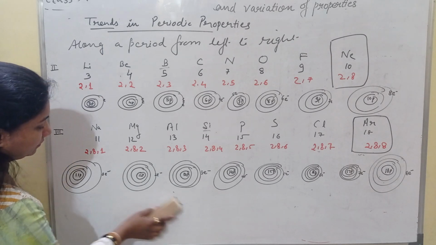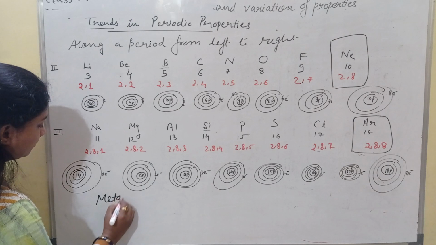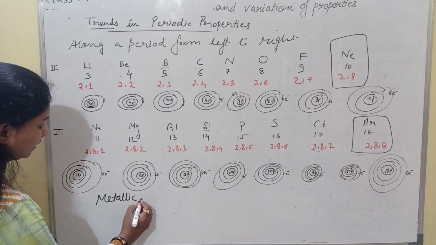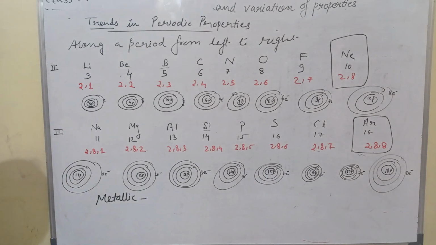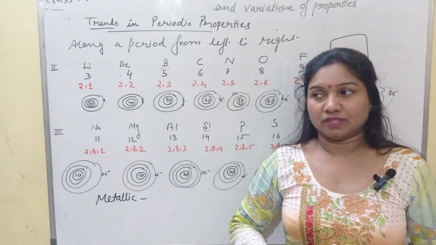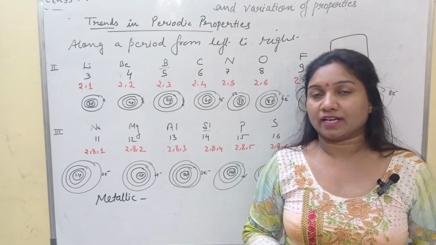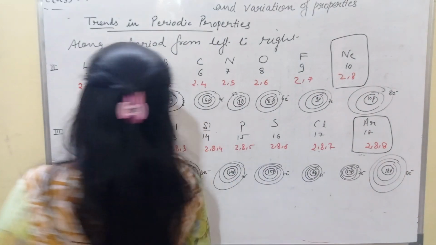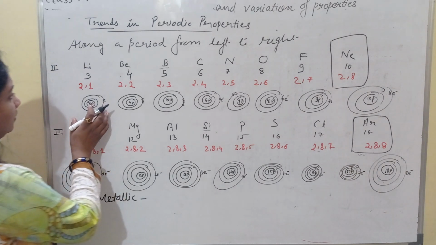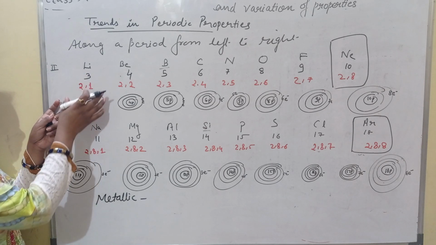So what are metals? Metallic character. So what are metals? Metals are the elements that have tendency to lose electron. And those elements, those who can donate electron easily, they come under the category of metals. So who will donate electron easily? See, in this period, the lithium is having the highest size.